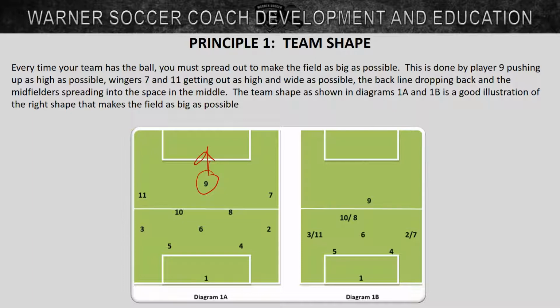We want them pressing high. We want them stretching that defensive line, forcing the defense farther up the field. This creates more room in the midfield. We want our 7 and 11 playing wide, stretching the width of the field. And the same thing with our 2 and 3, stretching the field wider. We want our back 4 dropping off to give us depth and possession.